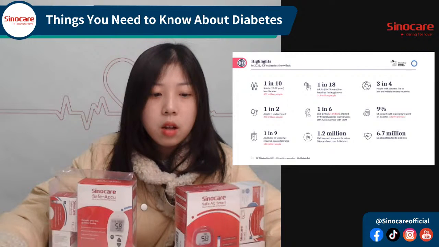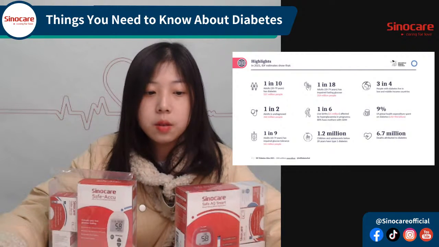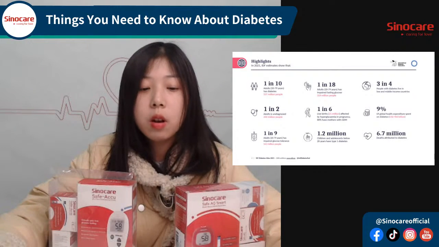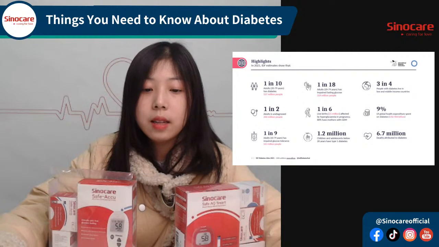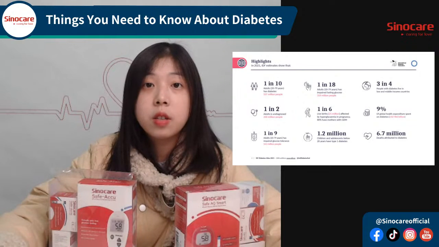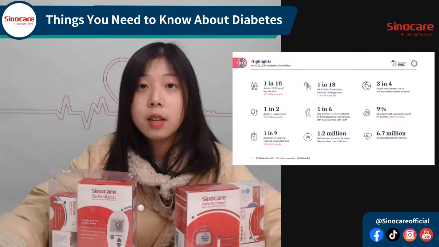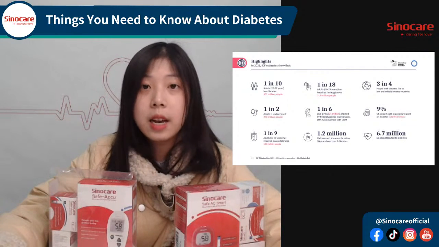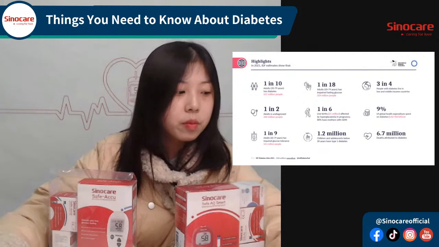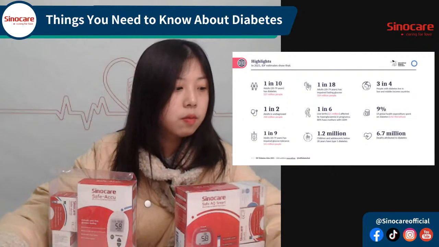And the sixth is diabetes accounts for about 9% of total global health spending, which is $966 billion. So it's a huge expense, right? It takes a lot of money on diabetes every month.